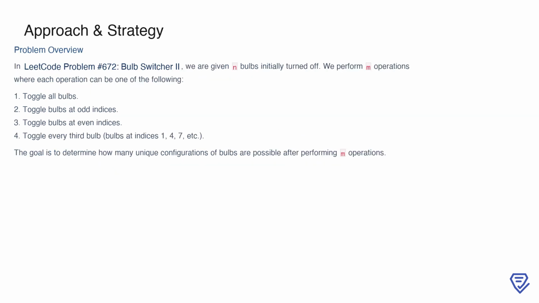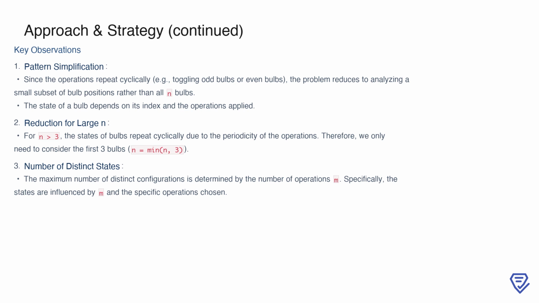In this problem, we are tasked with determining the number of unique configurations of n bulbs after performing up to m operations. Each of the operations toggles specific subsets of bulbs. The first operation toggles all bulbs, the second toggles bulbs at odd indices, the third toggles bulbs at even indices, and the fourth toggles every third bulb. The bulbs are initially turned off, and the challenge lies in understanding how these operations interact to create distinct configurations. To approach this problem, we can make several key observations.